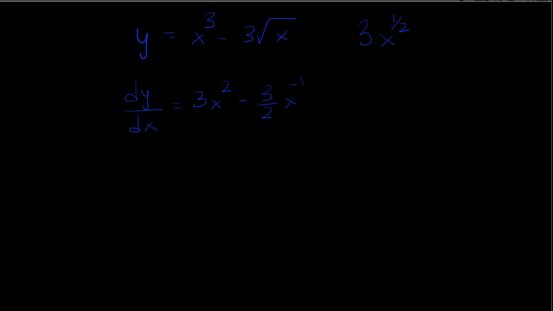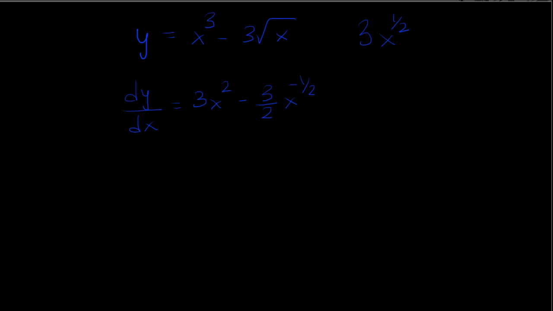I want to find the differential dy for the function y equals x cubed minus 3 times the square root of x. So I'm going to be taking the derivative with respect to x. So the derivative of y with respect to x is dy over dx, and the derivative of x cubed is 3x squared. We can rewrite 3 square root of x as 3 times x to the 1/2 power. So if I use the power rule, I get 3/2 times x to the negative 1/2 power.